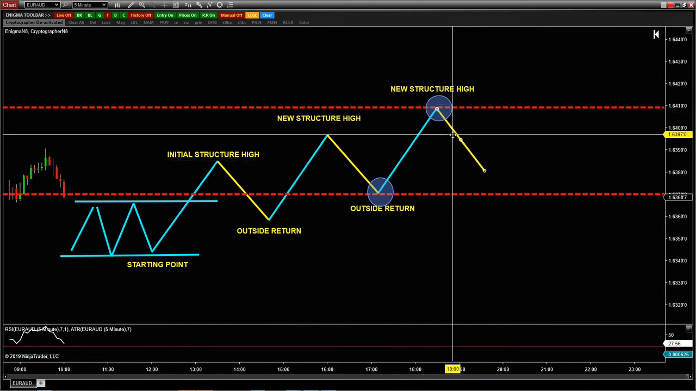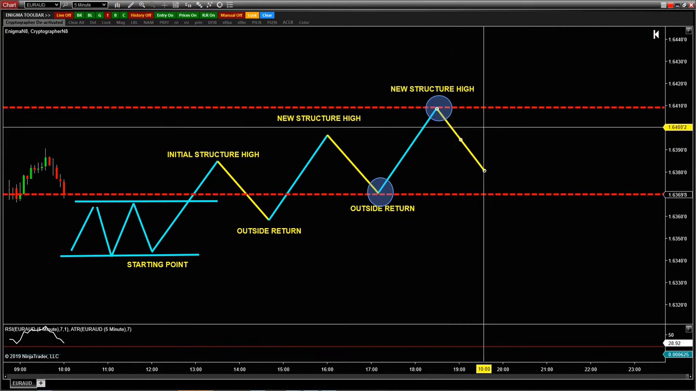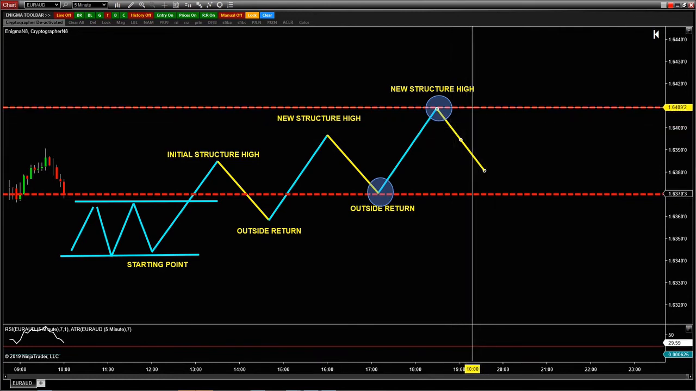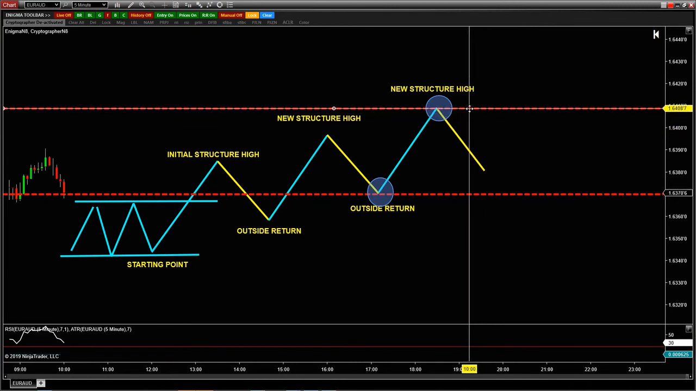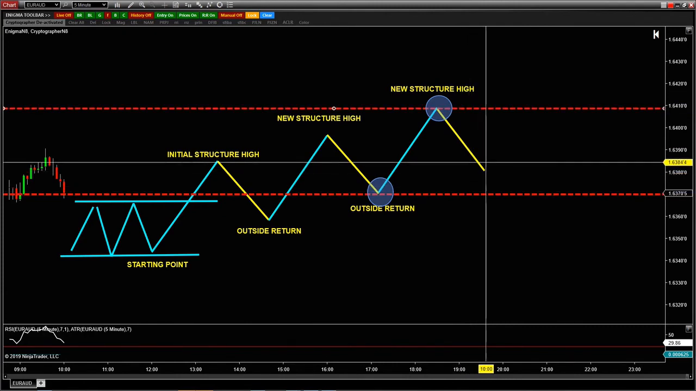And again, I think all these concepts are important, but this is the one that's going to make things less confusing when we get to the harsh reality, right? Well done, Steven. You got it. So the two levels we need to pay attention to, these are going to be our decision points, right? Our most recent structure high and our most recent outside return. Because these two levels are going to tell us what we should expect, right?